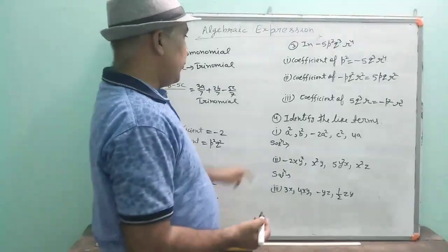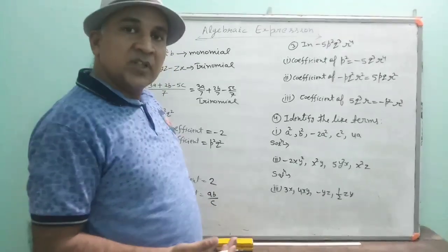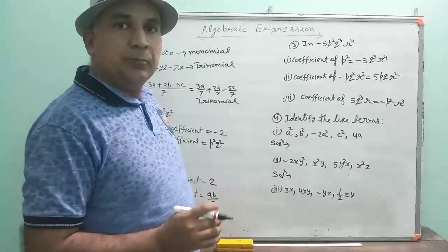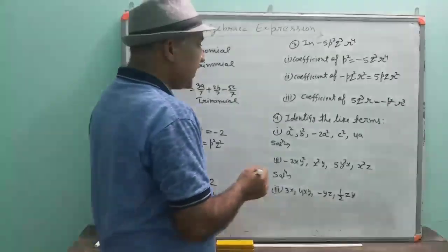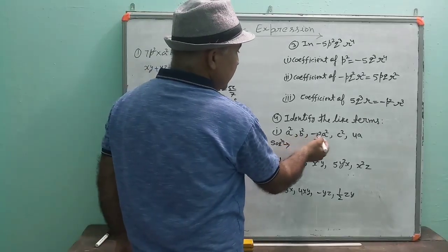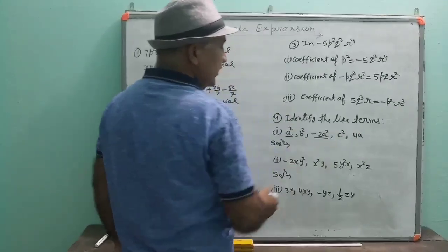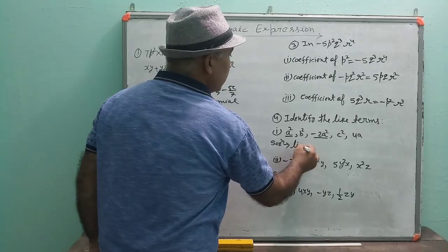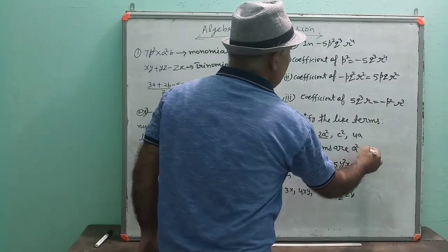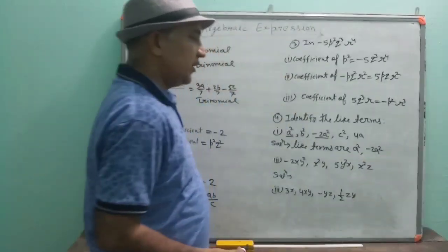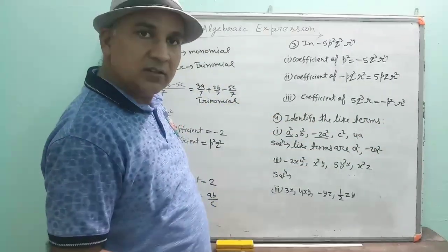Okay. Now identify the like terms. Like terms means those variables whose power is the same. If the variables' power is the same, then they will be called like terms. See here, a square b square, minus 2a square c square and 4a. a square is here also and here also. That means like terms are a square and minus 2a square. Understood? If the power of the variable is the same, then those terms will be called like terms.